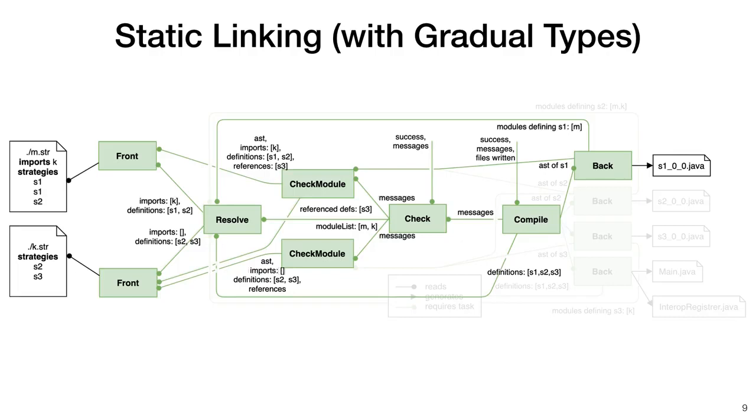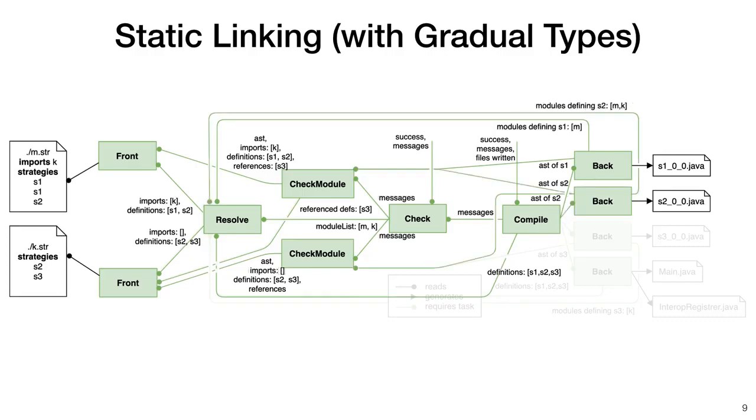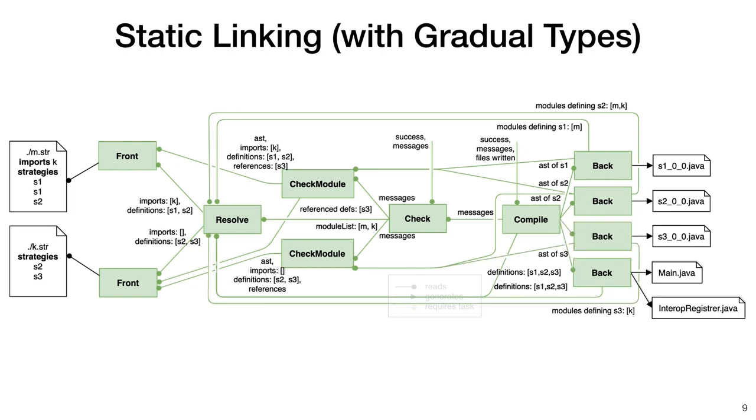Module M defines S1, and so back requires the AST of S1 from the check module task for module M and proceeds to call the desugaring and code generation from the original compiler to do its job. The back tasks for S2 and S3 follow the same logic, where of course the task for S2 asks for the AST from both modules. These are then combined before running the desugaring and code generation of the original compiler, which takes care of merging the definitions.